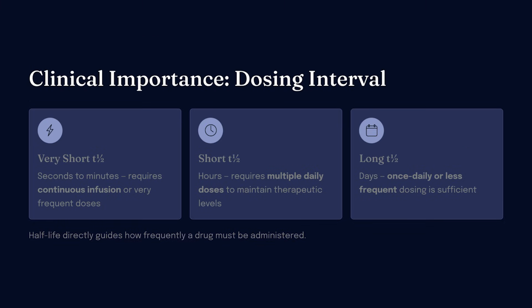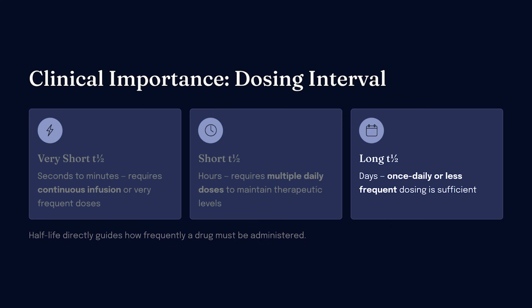Clinical importance. Dosing interval. Now, let us see how half-life influences the dosing interval of a drug. Drugs with a very short half-life, lasting only seconds to minutes, disappear rapidly from the body. Therefore, they may require a continuous infusion or very frequent doses to maintain their effect. Drugs with a short half-life, lasting a few hours, may require multiple daily doses to maintain therapeutic levels.